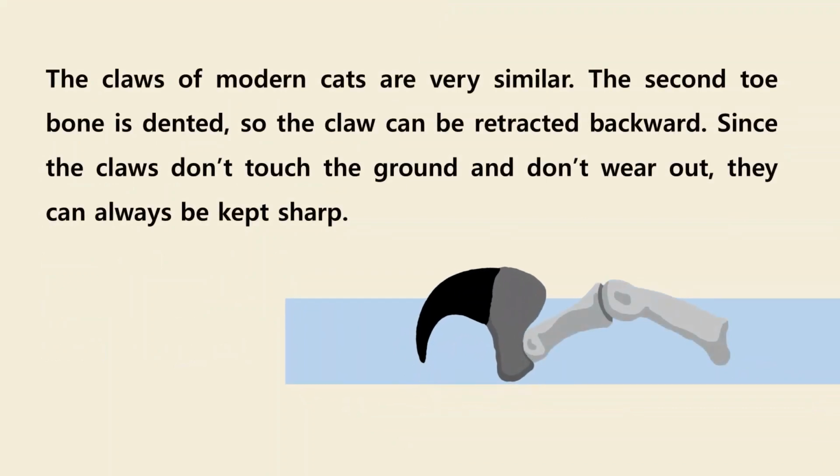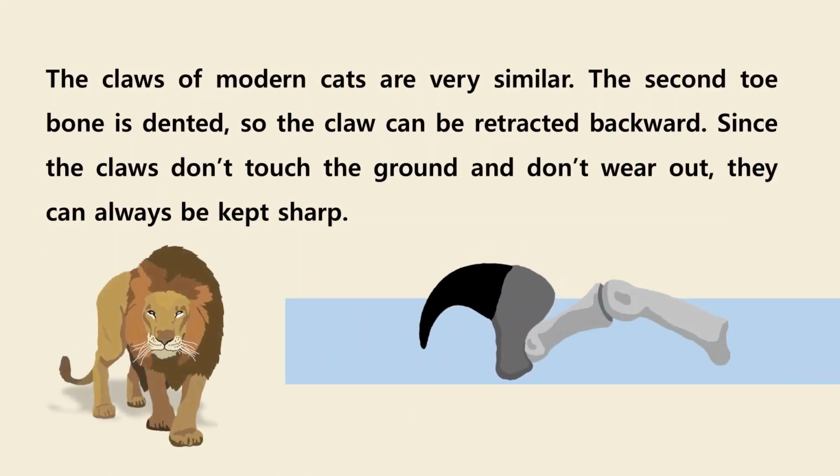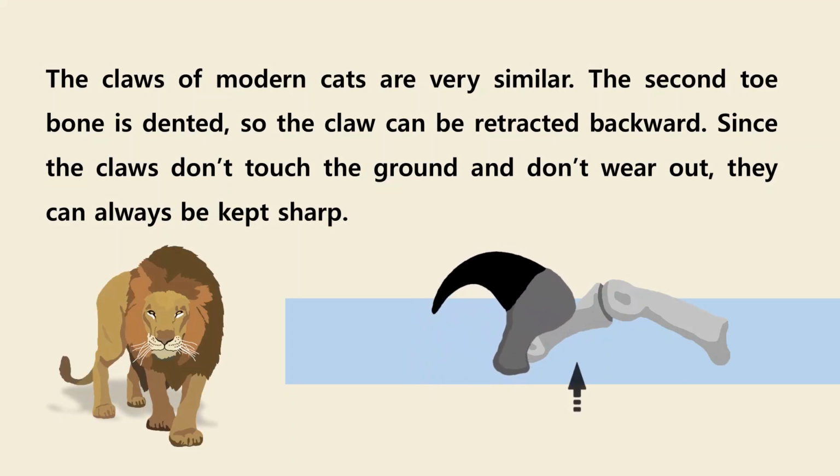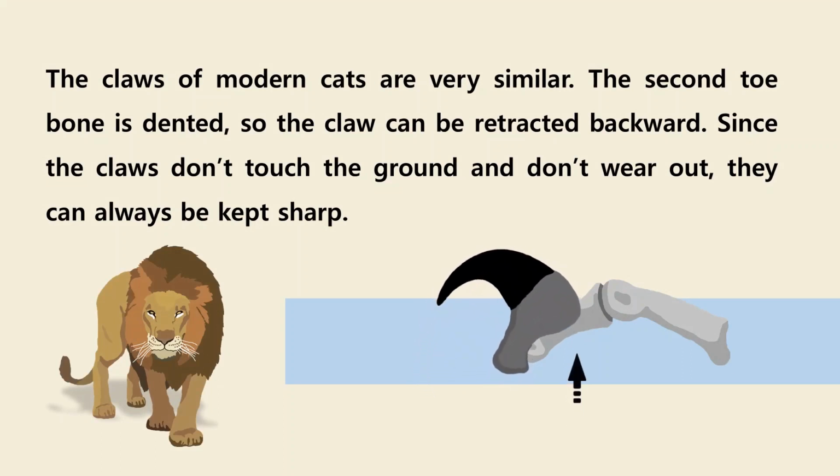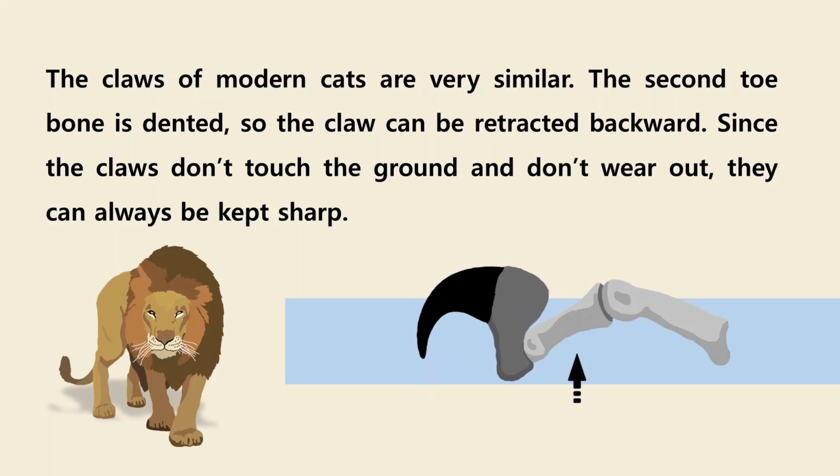The claws of modern cats are very similar. The second toe bone is dented, so the claw can be retracted backward. Since the claws don't touch the ground and don't wear out, they can always be kept sharp.